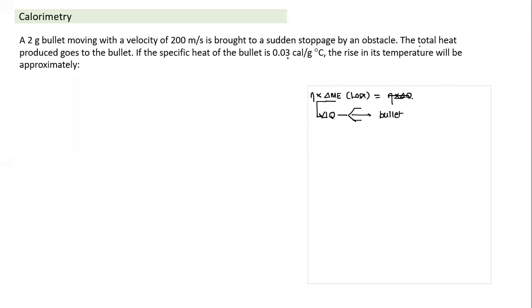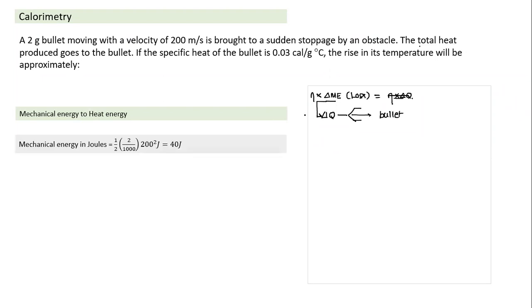So if the specific heat of the bullet is so much, what is the rise in temperature of the bullet? We just have to calculate delta T. So this question also is fairly simple. The entire mechanical energy is getting converted to heat energy. If the question said 50%, I would have multiplied the kinetic energy by 50%.